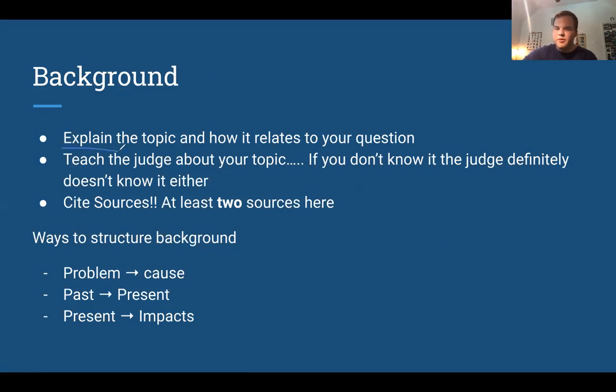So, self-explanatory, you're going to want to find information from at least two sources about your topic and basically just explain what your topic is and what it means. So you're just going to want to think about teaching the judge about your topic. So right here, you're basically a teacher, and you're going to just explain what the problem is and what it is. And if you don't know it, the judge definitely doesn't know anything about it, so you're going to want to really break it down.